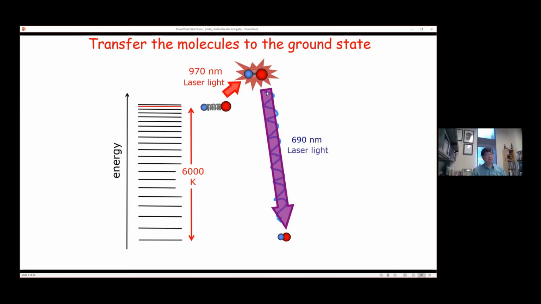adiabatically. So even though I drew some pictures of the excited state, we actually do not excite the population to the excited state at all. We actually do this in an adiabatic transfer fashion, where the population is adiabatically transferred from the Feshbach state all the way to the ground state without putting any population up there.